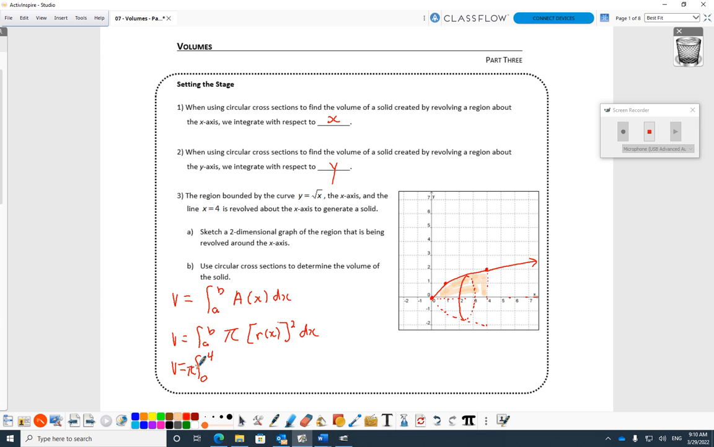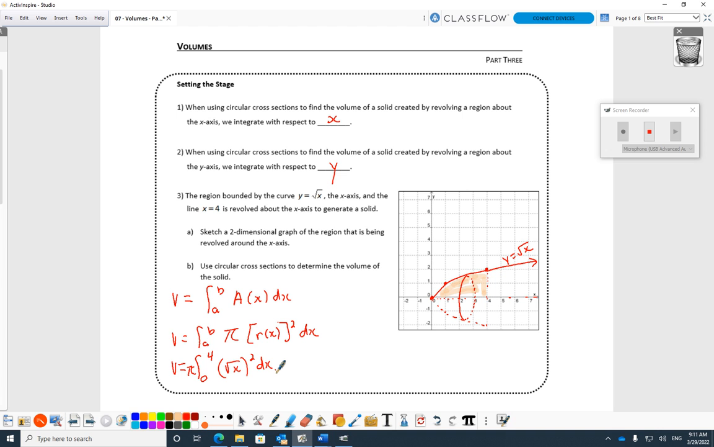And I need the radius here. Ooh, I should have labeled this here. y equals root x. So that's the radius. So if it's squared, it would be x. Yeah, yeah, obviously you've done a bunch of these. I'll write it in there, but he's right. There's definitely a step to skip there because you know that you're squaring that radius.